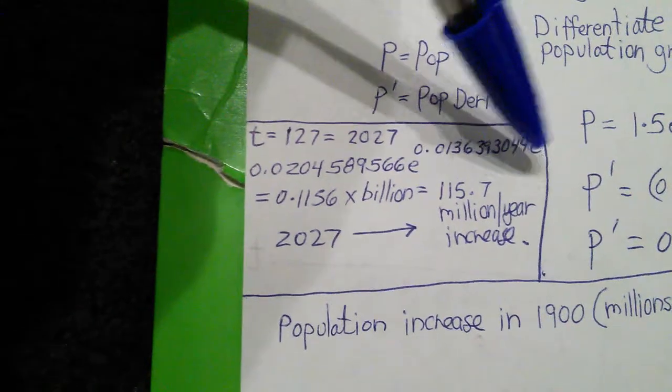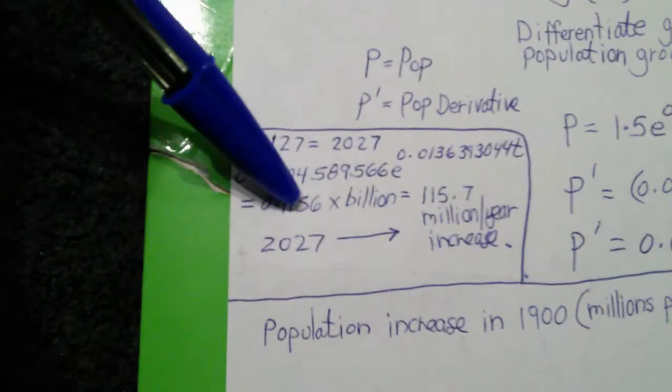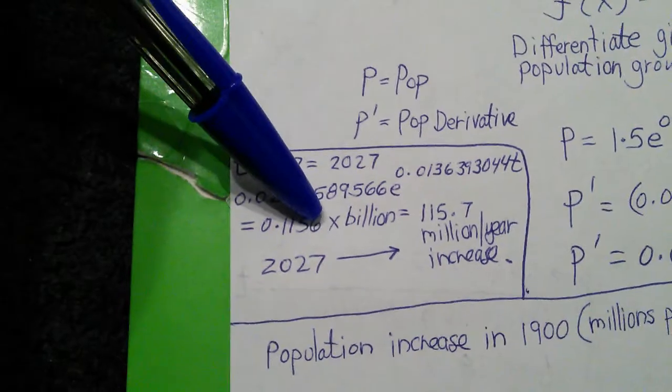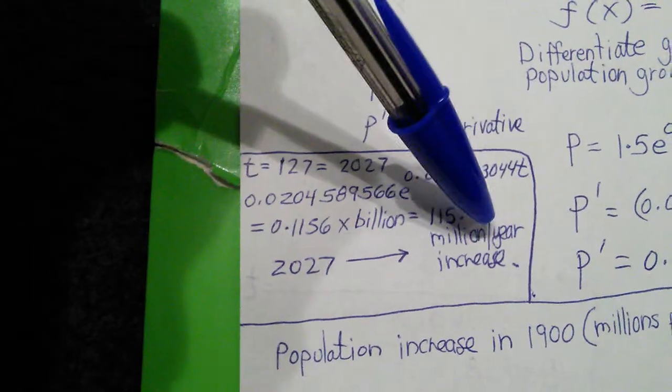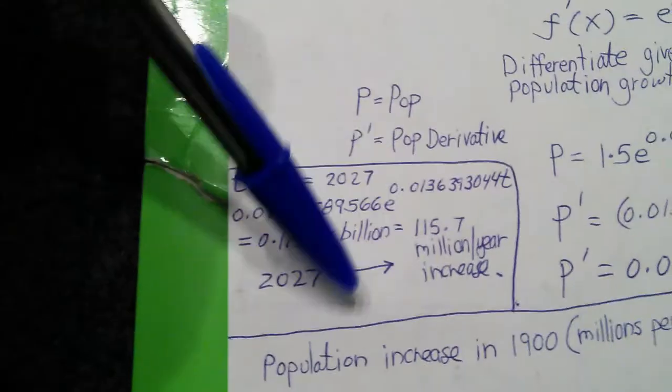That t should be 127. I entered that in, so I got 0.1156 billion. So that's 115.7 million people per year increase in 2027.